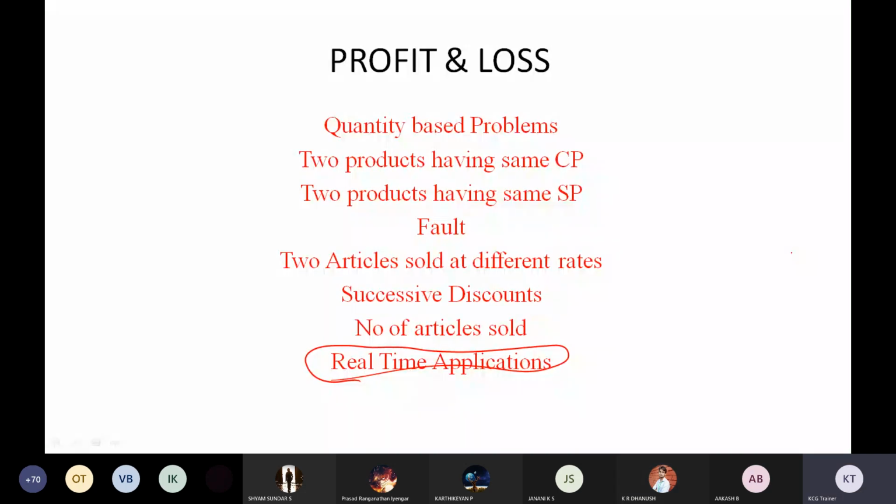So I have just made a mark on the last concept, that is real-time application. That is one of the most important ones when it comes to competitive examinations, not for campus placements. Okay, for campus placements, real-time applications is a very important concept, guys. So you can make a mark only for the campus examinations.